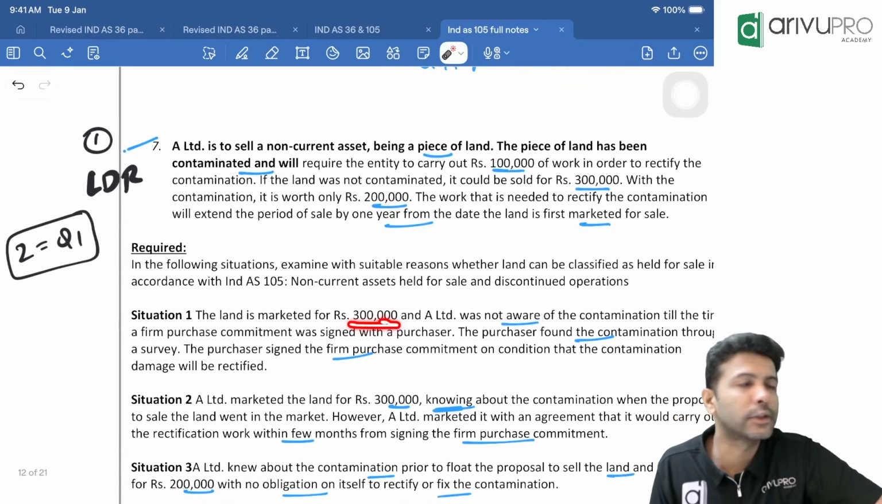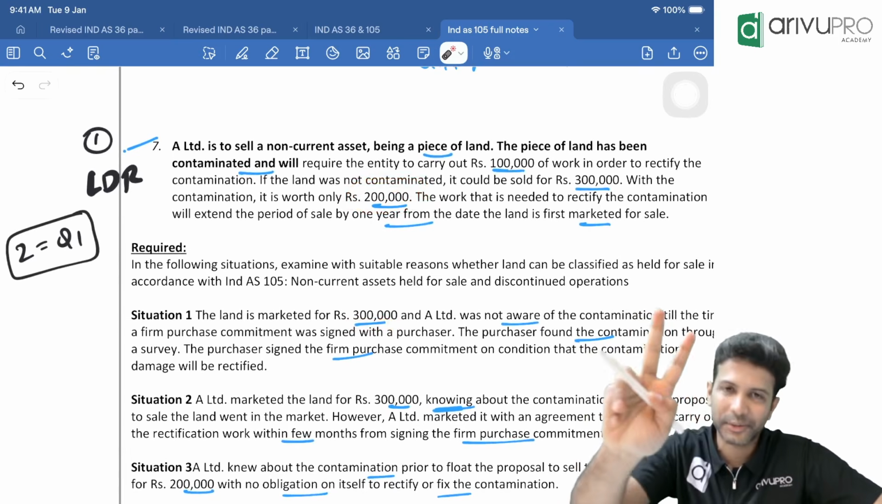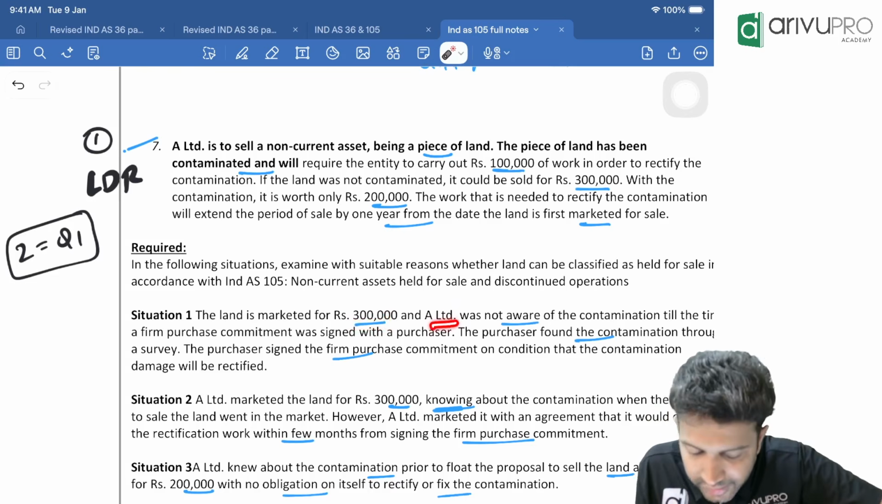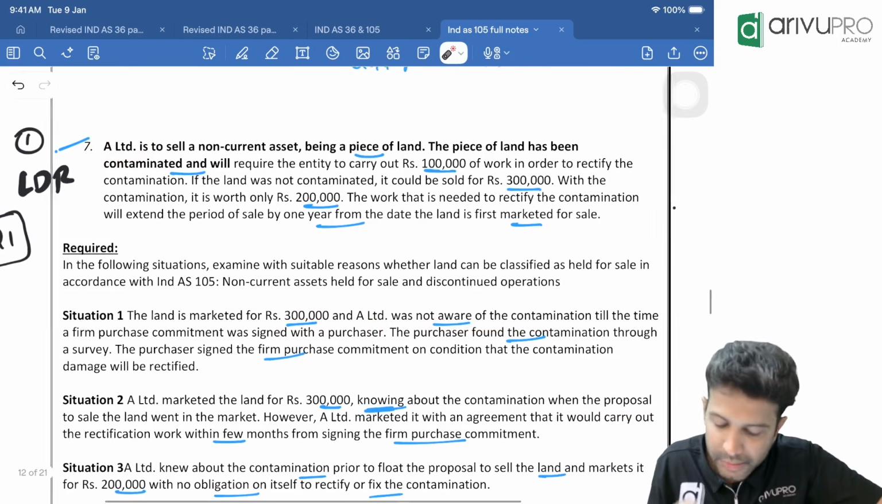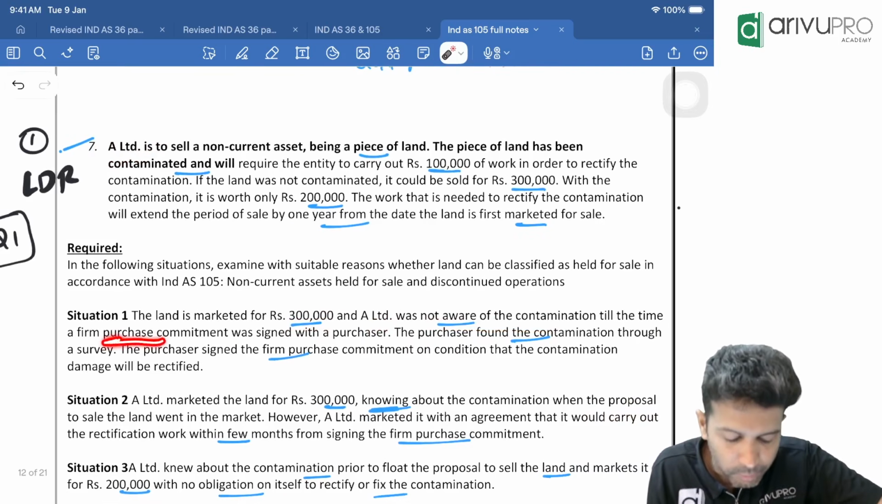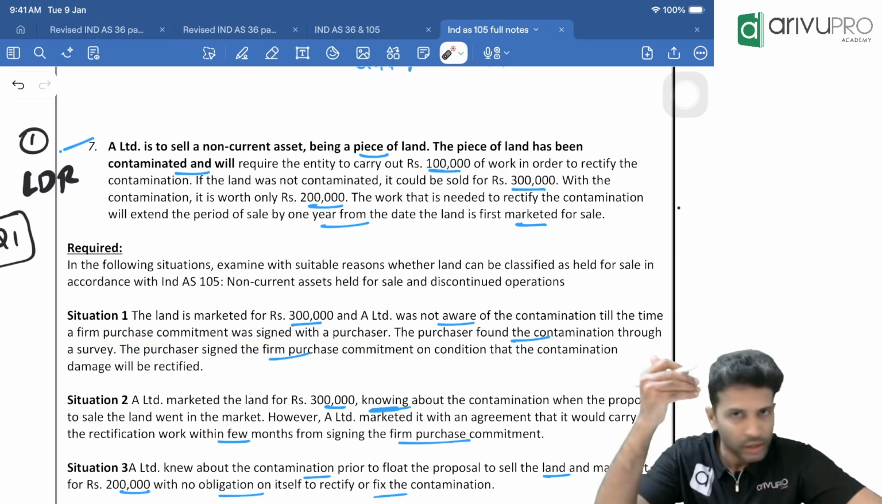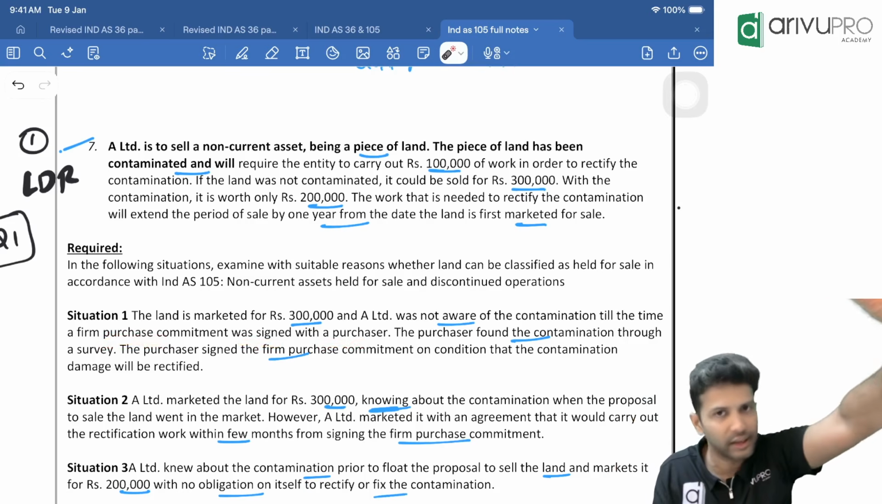Land is marketed for 3 lakh. With contamination, its worth is only 2 lakh. But the company is marketing it for 3 lakh. Okay. A Limited company, they're saying, was not aware of contamination till the time a firm purchase commitment was signed with the purchaser. Here in the first case, they're saying we are marketing this land at 3 lakh.